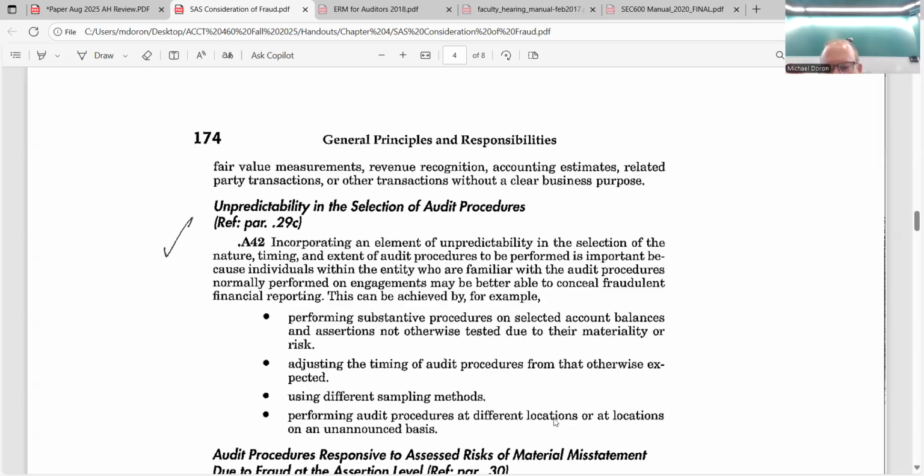Performing audit procedures at different locations or at locations on an unannounced basis. Okay, so they know when you're auditing inventory and you go to see the warehouses, they have a big main warehouse and then they have some smaller warehouses. Which warehouse do you think you're going to look at? The biggest one, right? That's where the material amount of inventory is. And they know that. So what are they going to do if their inventory is overstated the night before you show up? They're going to move stuff from one of the smaller warehouses into the big one so that the big one looks like there's plenty of stuff there. So what are you going to do? Show up at a smaller warehouse and don't tell them you're coming. Just show up.